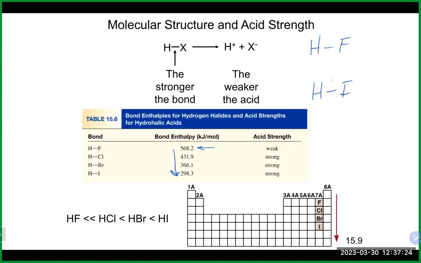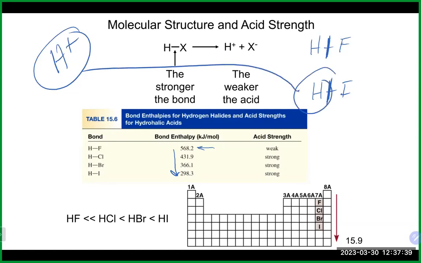It takes a lot less energy to break that bond in HI versus this bond here in HF. That's important because pretty much the definition of an acid is the ability to produce H+, which means in order to produce H+, you've got to break that bond, right? So because the bond energy is a lot less with HI, it's a much stronger acid than HF, which takes a lot more energy to break, which means not as much H+ is going to come off in the case of HF versus HI.